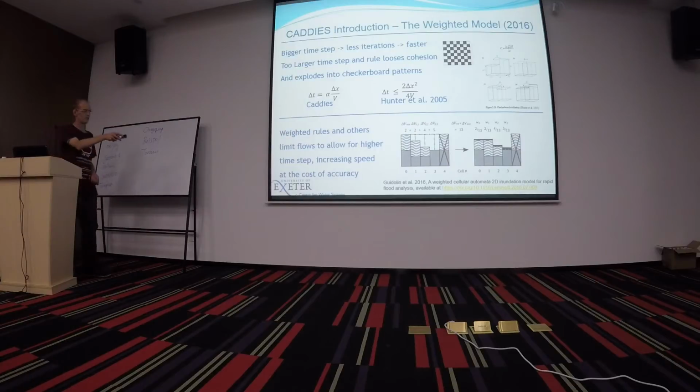And the idea of the second rule we came up with, which is called the weighted rule, is that it was going to limit the flows slightly in order to try and stop these oscillations, yet go at a larger time step, so take fewer iterations, so go faster. This is at the cost of some accuracy, but we have minimized that cost of accuracy for a huge gain of speed.